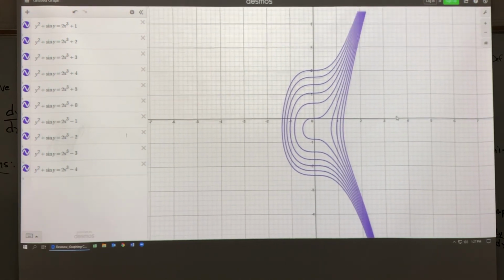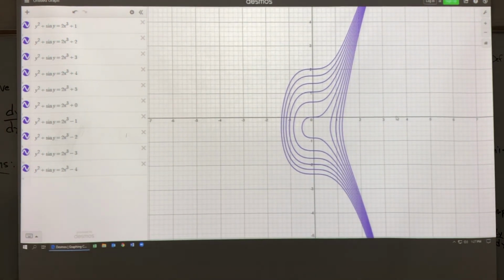But that is a graphical representation of the solutions to the second differential equation that we solved, which was dy/dx equals 6x squared over 2y plus cosine y. Needless to say, if you were going to sketch these solutions to a differential equation, ideally you want to use technology, because sometimes equations are so complicated they're difficult to sketch by hand.